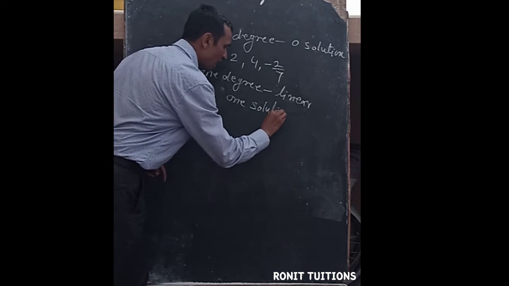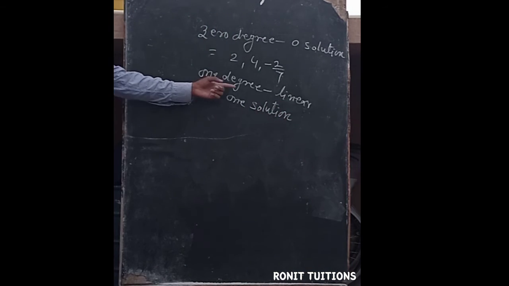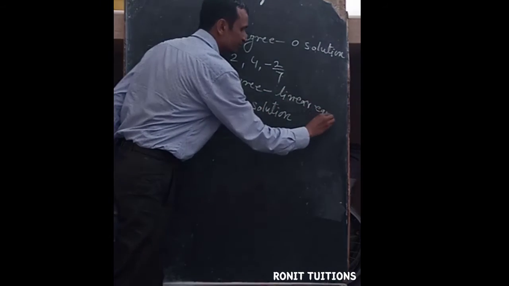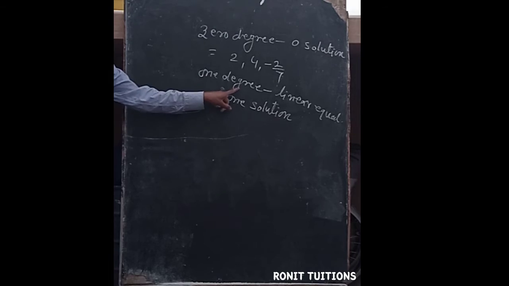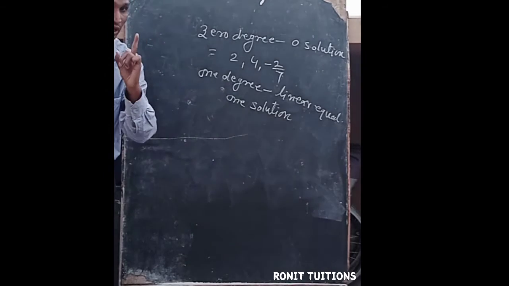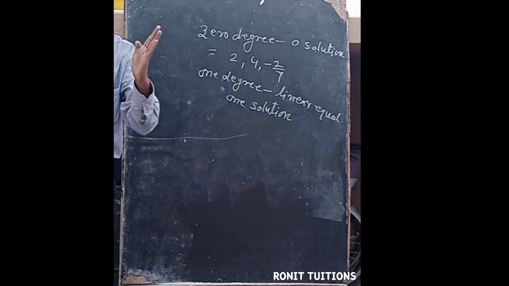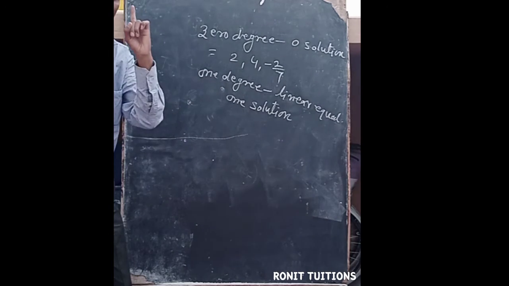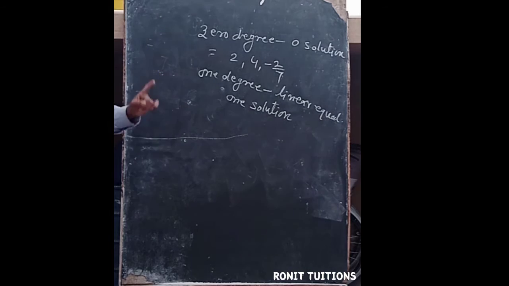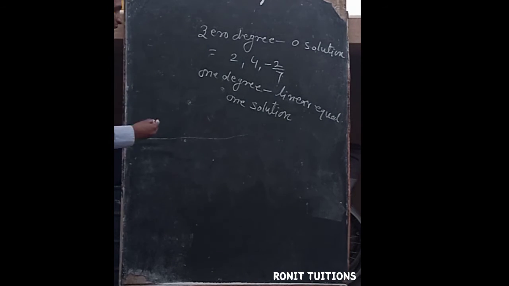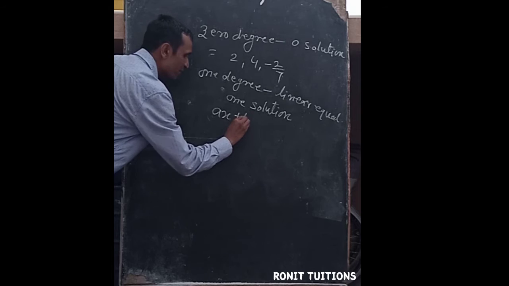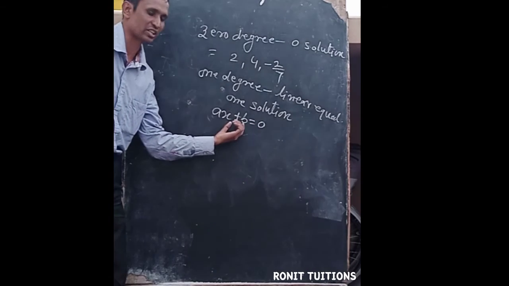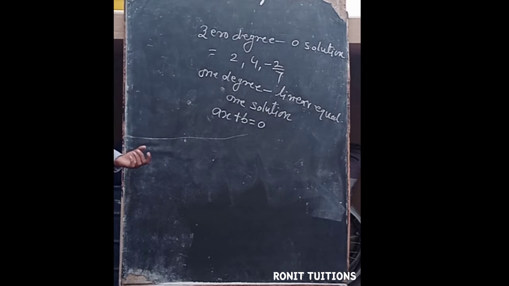Example: linear polynomials or linear equations. For any 1 degree, you have to keep the power of any variable, whether a, b, c, d, x, y, z, only 1. The general form for a 1 degree equation is ax plus b is equal to 0. This is the general form for the linear equation.